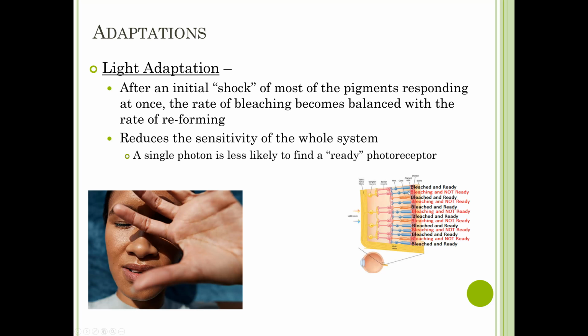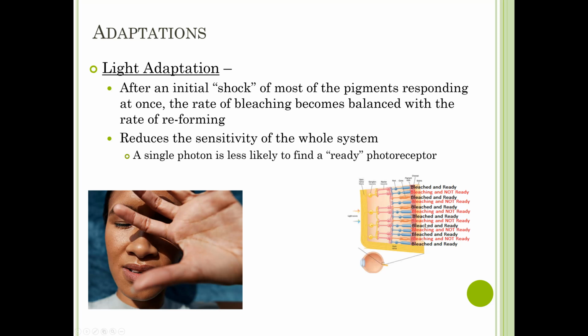The one underneath it is undergoing that process of bleaching, where the opsin is being broken down, separated from the 11-trans retinol, and the enzyme is coming in to convert the 11-trans retinol back to 11-cis retinol. So this particular photoreceptor is not ready for another photon of light. This one's ready, this one's not ready, this one's ready, this one's not ready. So basically, your system reaches an equilibrium where about half of the photoreceptors are ready at any given point and the other half are undergoing the bleaching process. This is what we call the light adapted state.